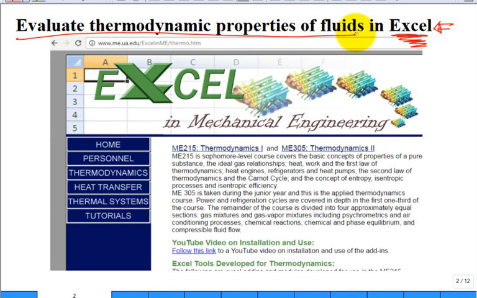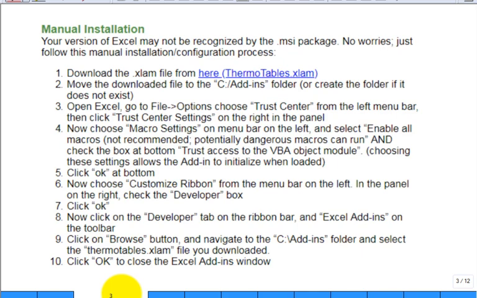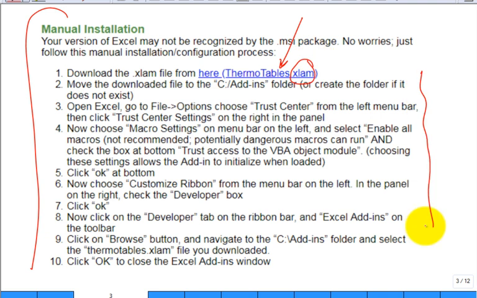In the Alabama website, you can go and read it, and they have thermodynamic software, heat transfer software, some other software. Here are some instructions on how to download thermodynamic tables. This is the Excel add-in, and how to do the add-in. It's not that hard. So, would you like me to demo this software?